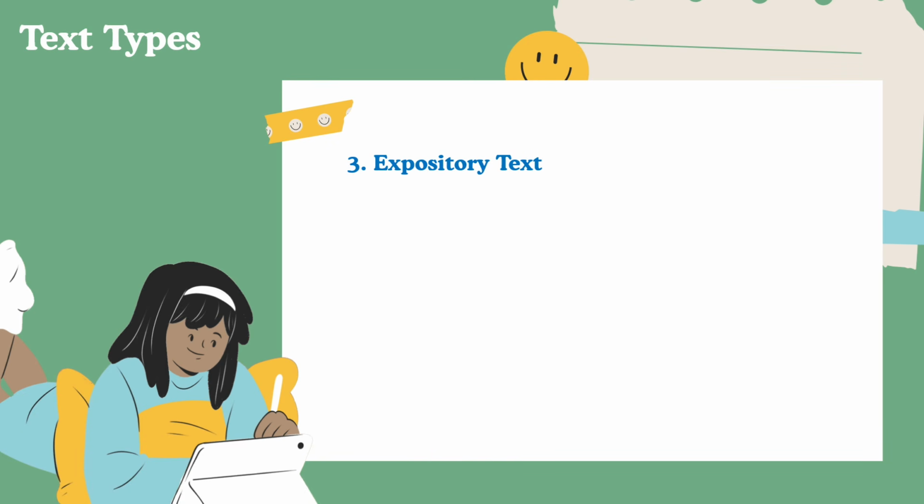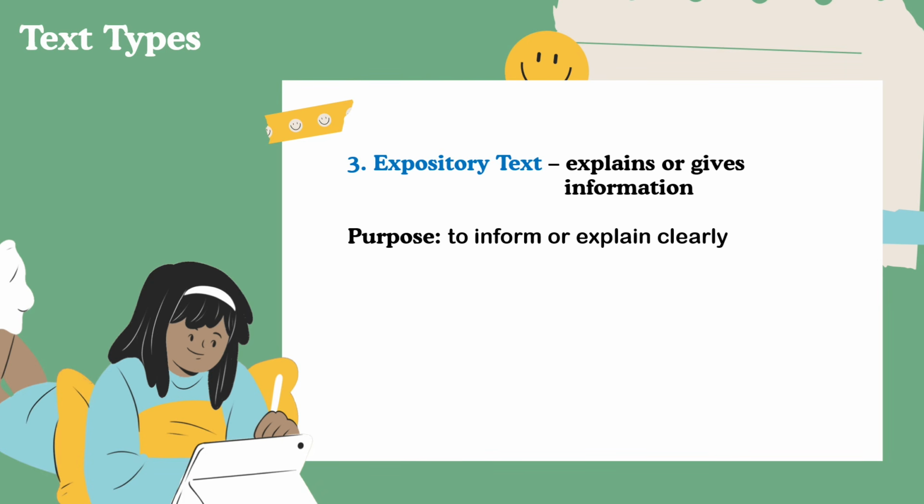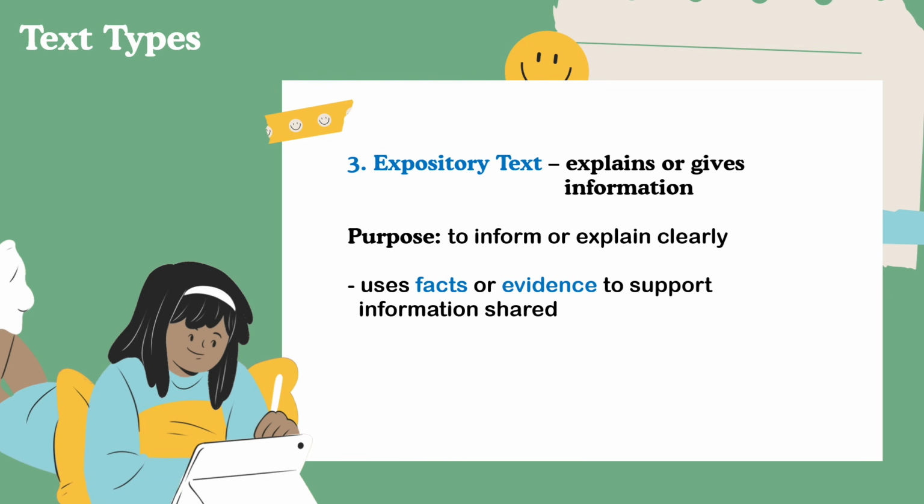The third is called expository text. It explains or gives information. Its purpose is to inform or explain clearly. Expository text uses facts and evidence to support the information being shared. Common forms of expository writing include news articles, textbooks, and how-to guides.